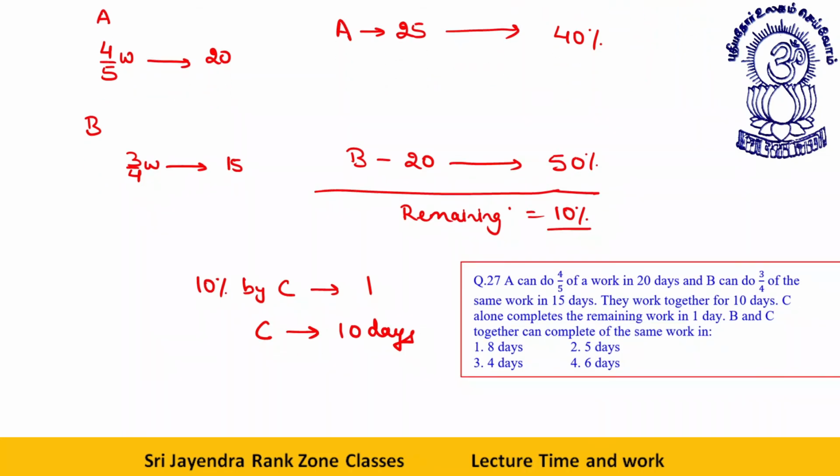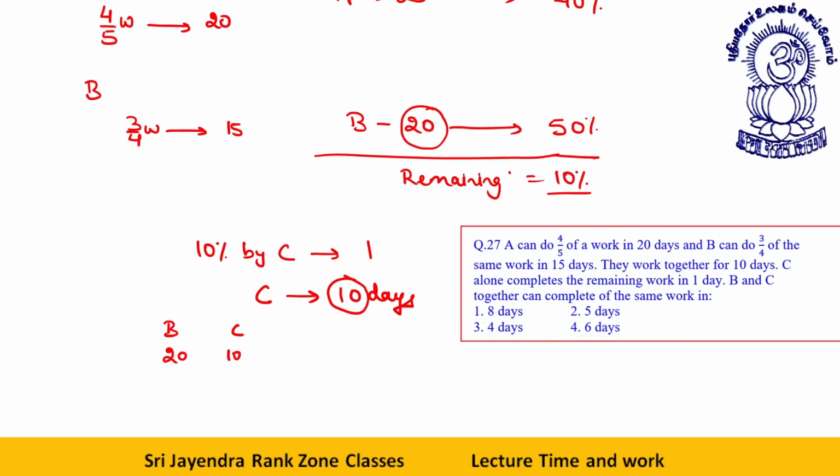Okay. B and C together can complete the same work in, now B and C. B can do the work in 20 days. C can do the work in 10 days. So B and C together will do it in, B takes 20 days, C takes 10 days, so your answer will be 20 by 3 days together. But unfortunately, no such option is there.